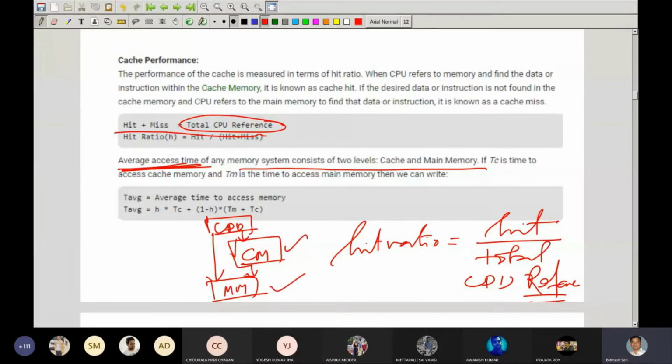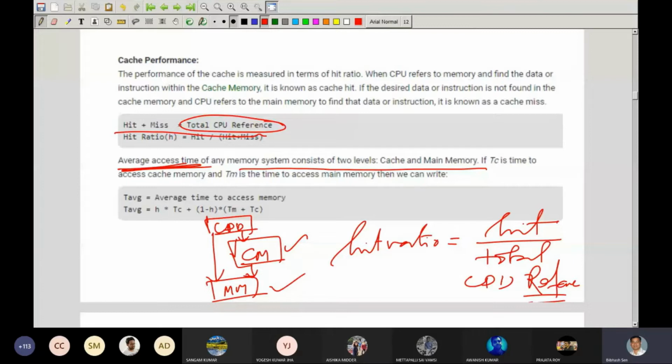Sir, two levels, yes. Sir, total CPU reference is always 1? No, it is the number of times you are accessing. It may be 100, 10, 20. For a particular process, there may be 10 pages, or you would like to access each page 10 times. So that time the total number will be 10 pages. Among the 10 pages, in the cache you may find two, and the other 8 are not found. So at one time you get the two.